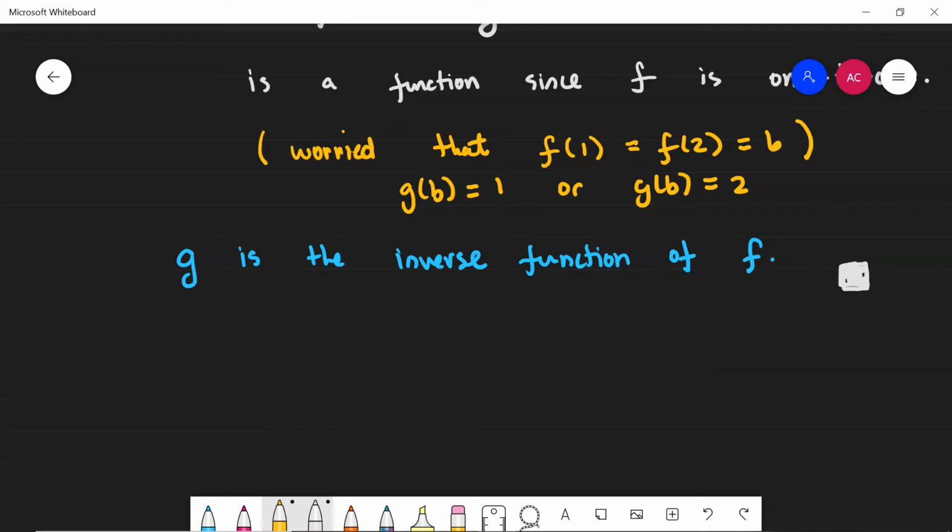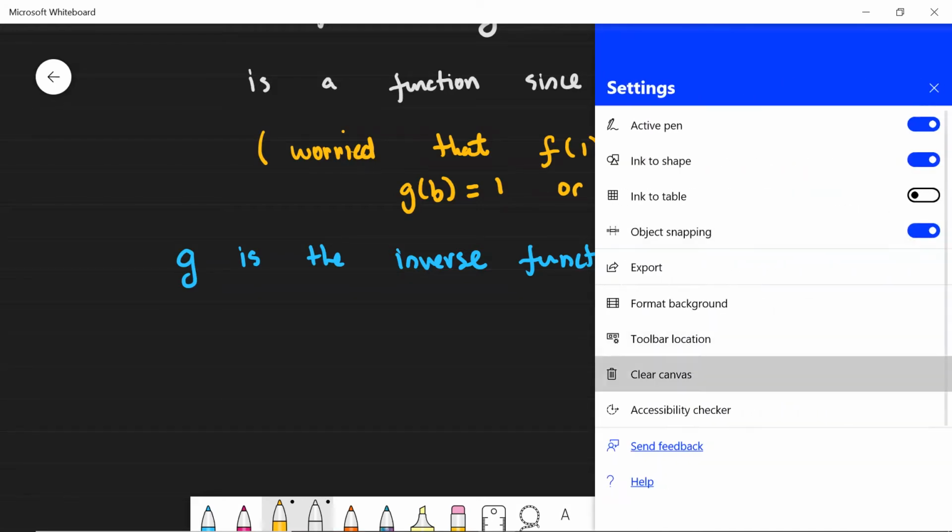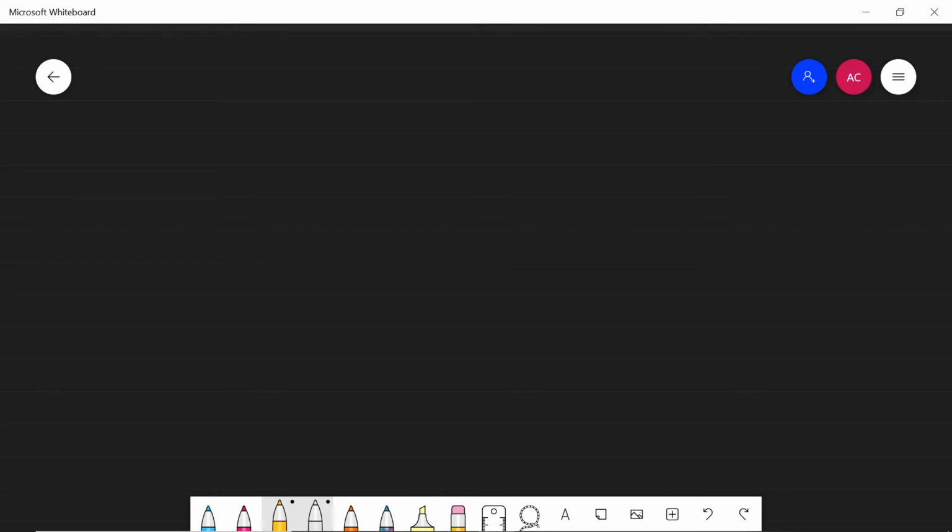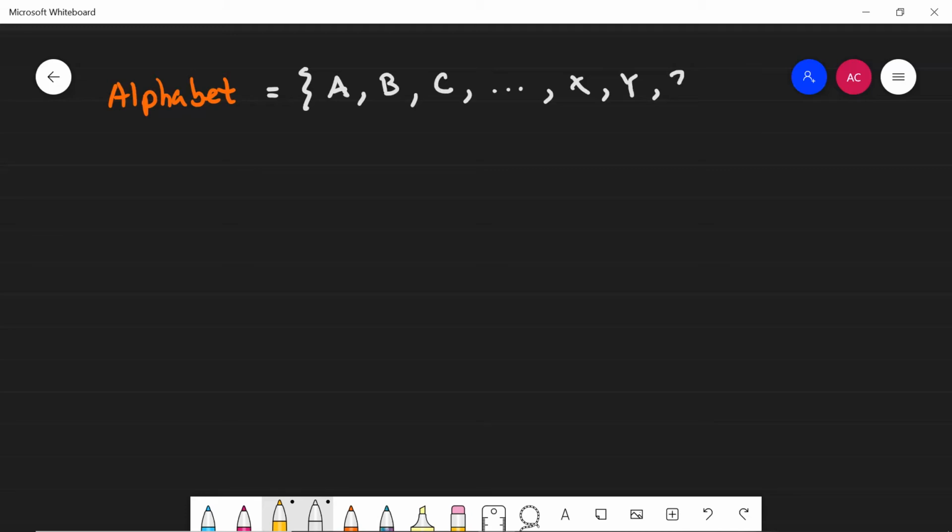Okay, let's actually move on and start talking about finite sets and infinite sets. So what I'm going to do is give you a set. We're going to call this set alphabet. Alphabet is the set consisting of the 26 letters in the standard English alphabet. So A, B, C, and then I skip a few, I put my ellipses, and I end with X, Y, and Z.